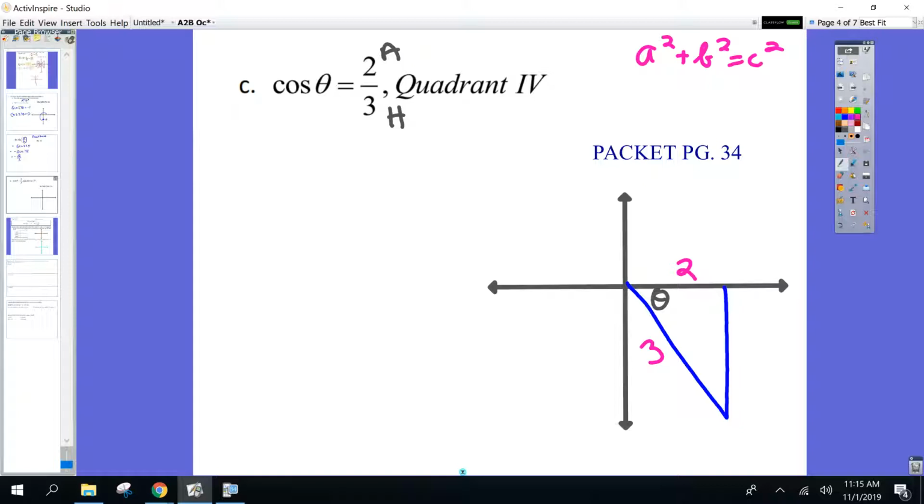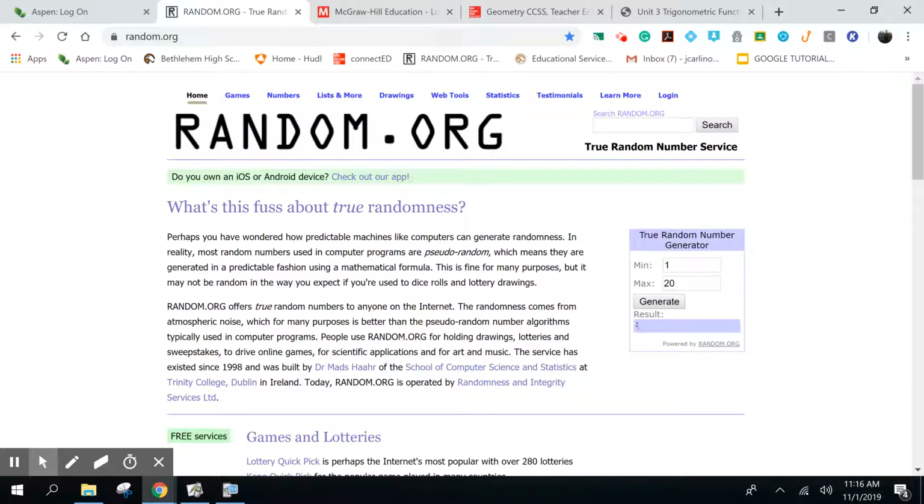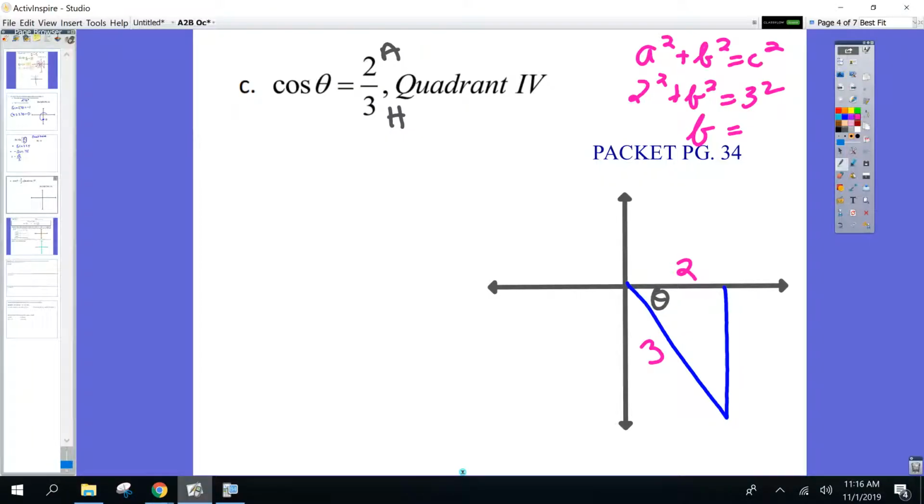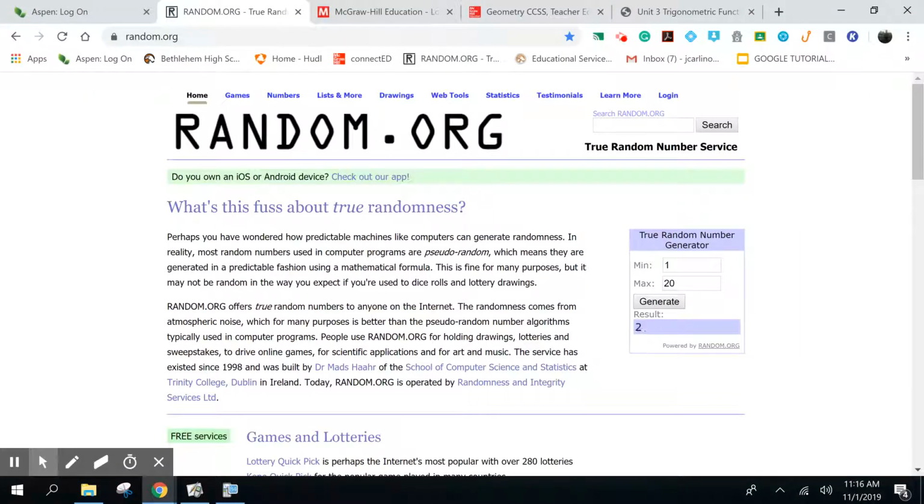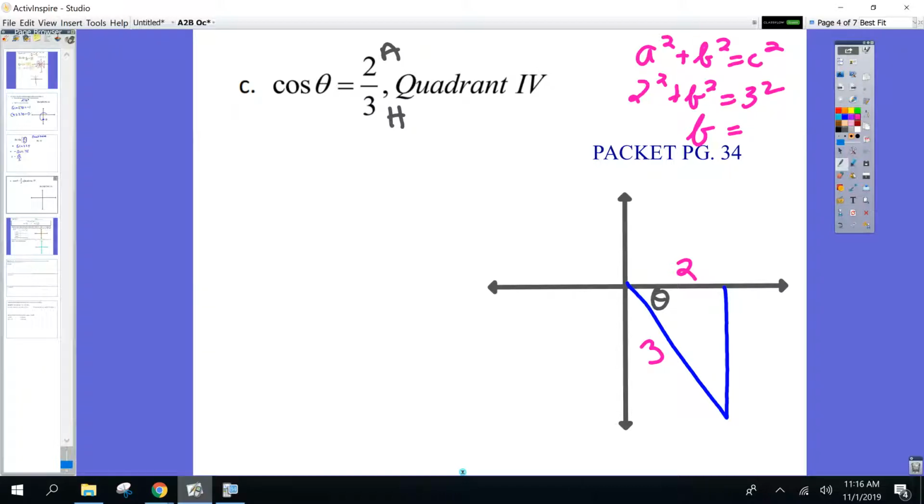Where are you plugging 3 in for? Yep, should be in for C. I'll ask somebody in a minute, what is the other side? Square root of the other side. 8, final side. Okay. I'll go 2. Okay, thank you. Square root of 5.